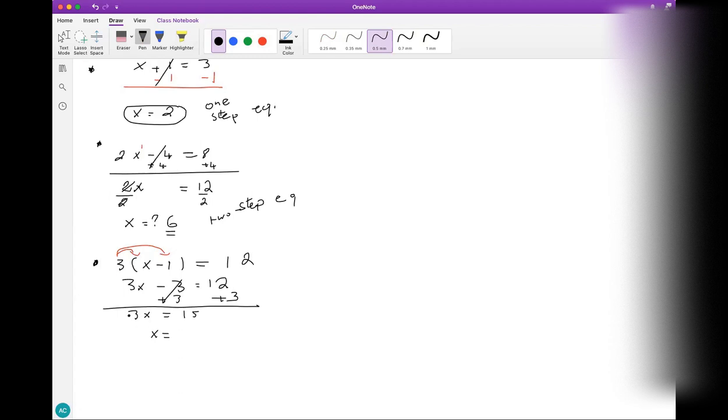By the way, if this was a -3, you have to divide by -3. So you want to cancel the number, you divide it by itself. This is a +3, so you divide it by itself. Don't forget to do the same thing on the other side. These 2 cancel out, so x is 15 divided by 3, which is 5. And that's it, that's the solution.